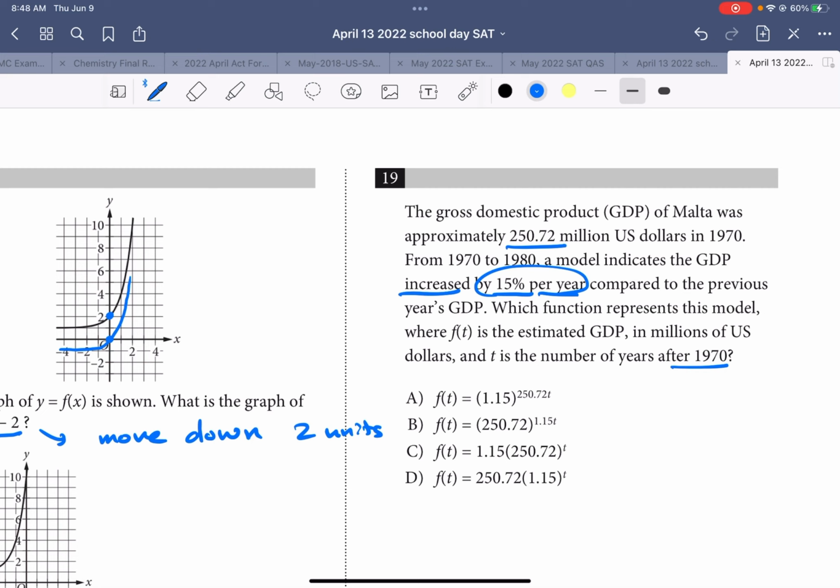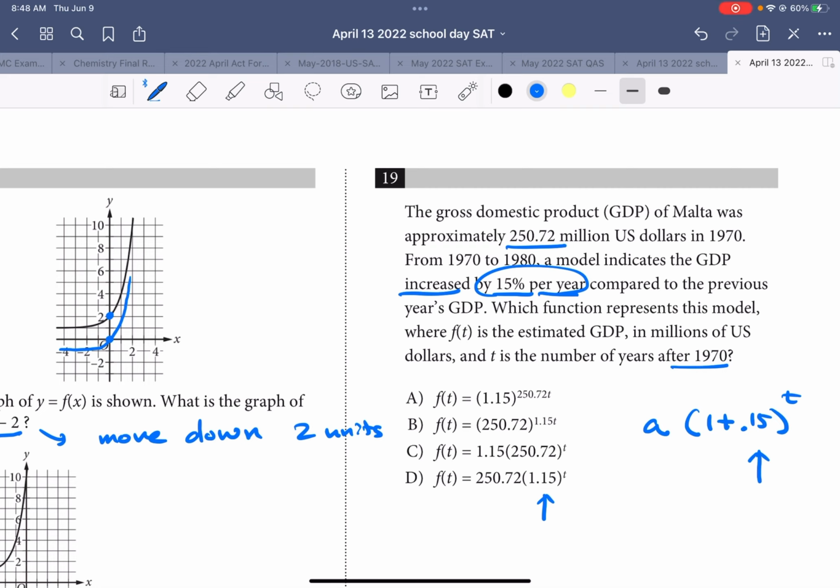So those are the numbers inside the parentheses. The initial number 1 plus the percent in decimal. So 15% in decimal is 0.15, and to the power of t. So that represents a 15% increase every year.